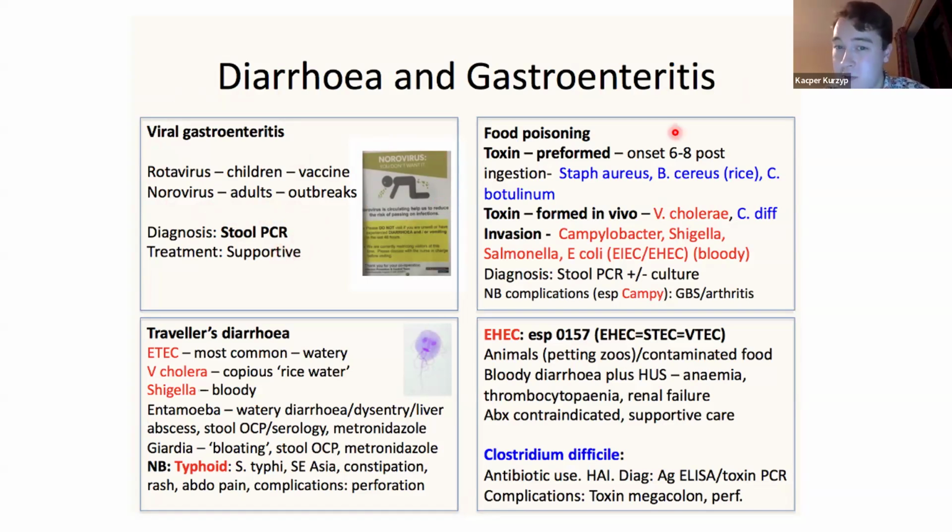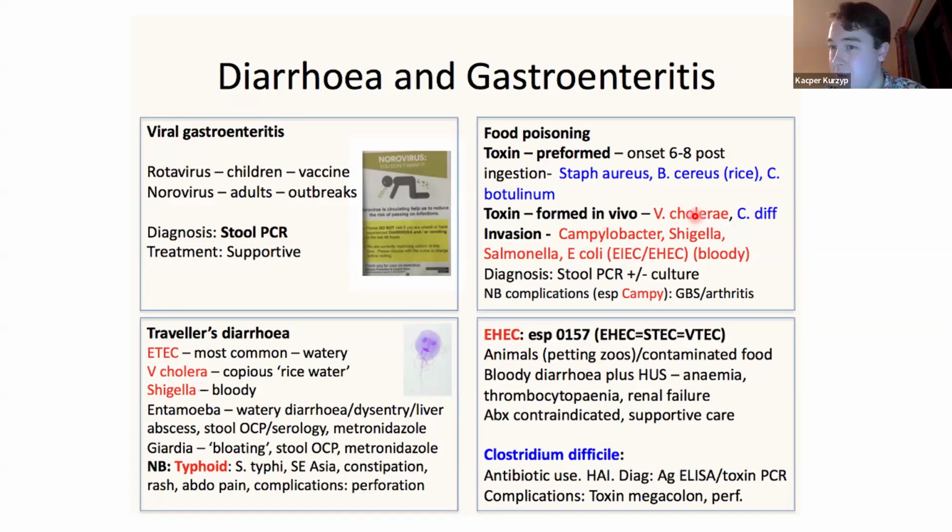Now, bacterial causes of food poisoning, it's important as they do ask about that. You have your preformed toxins. These are gram-positive bacteria, your Staph aureus, Bacillus cereus, and Clostridium botulinum as well, but primarily those two. How to differentiate these two categories? The preformed toxins have fast rate of onset, roughly 6 to 8 hours post eating something dodgy, whereas the other ones will typically start to develop 24 hours or longer after you've eaten the culprit.